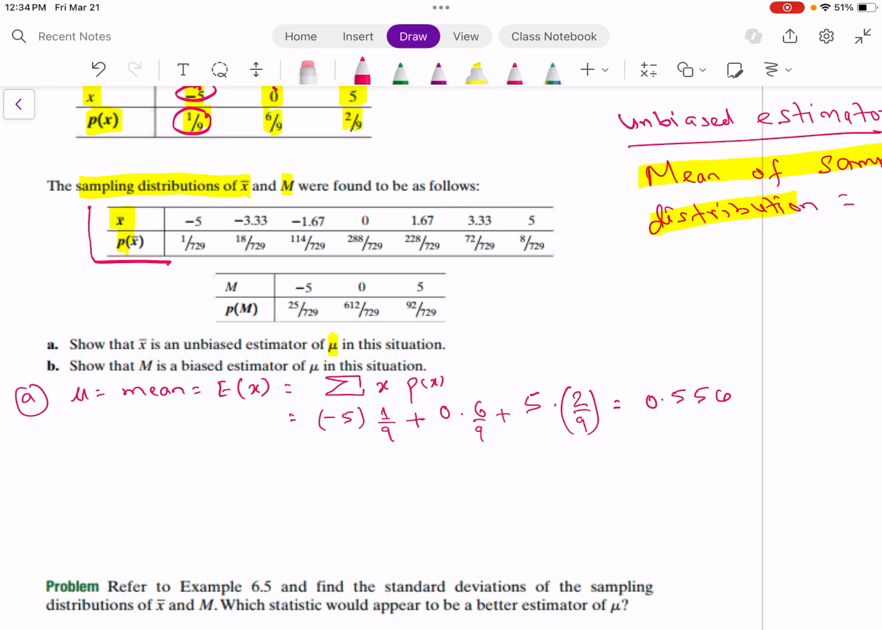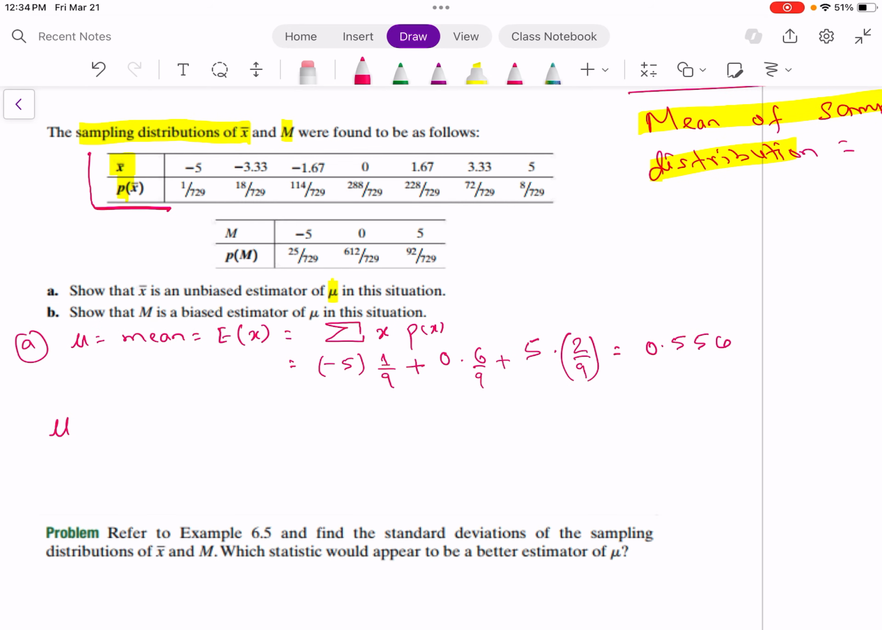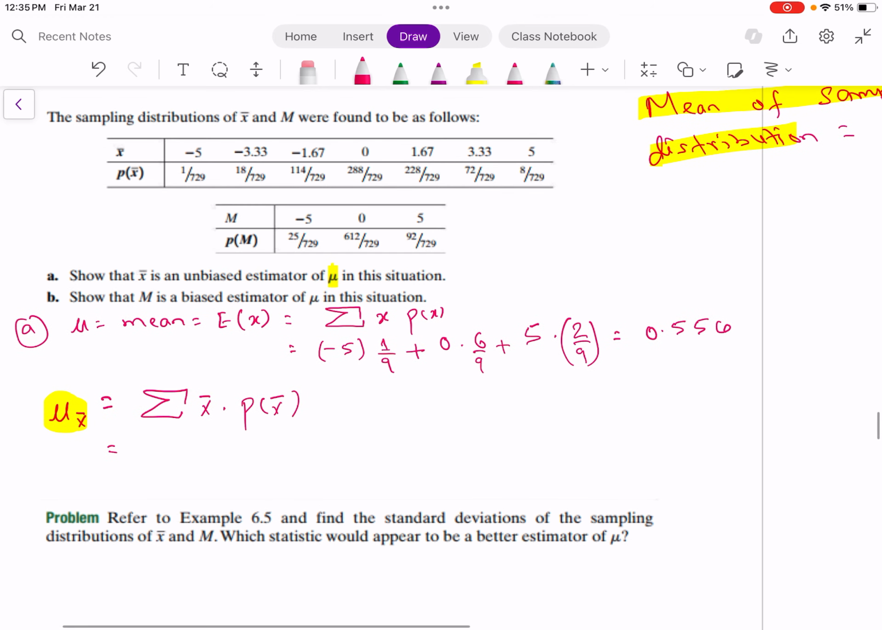We have the parameter. Now what do we calculate? We calculate the mean of this distribution, so let's calculate mu of x bar. This is the mean of this distribution, and we calculate it the same way. The formula is the summation of, instead of x, x bar times p of x bar. So let's take each value of x bar and multiply by its probability.